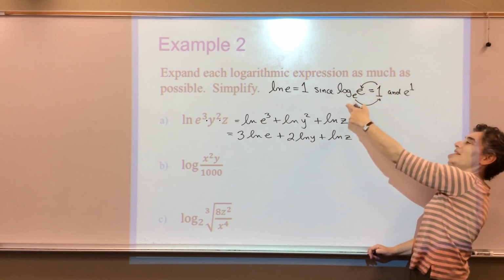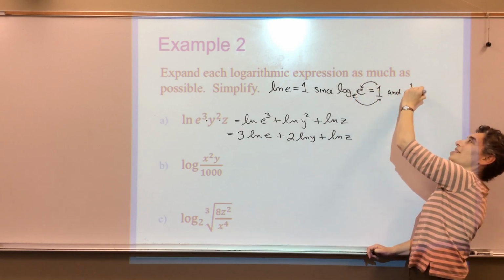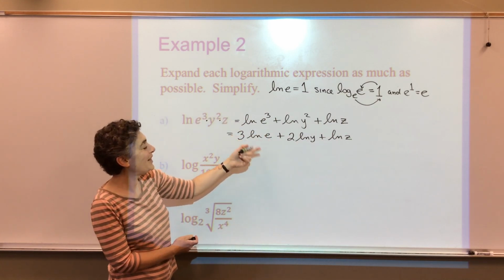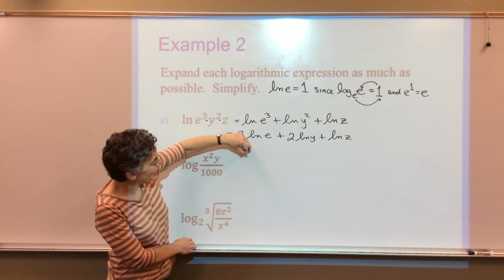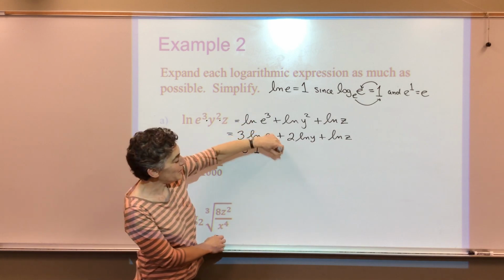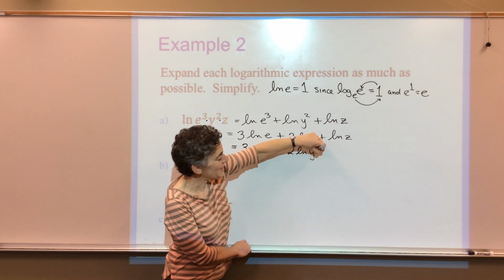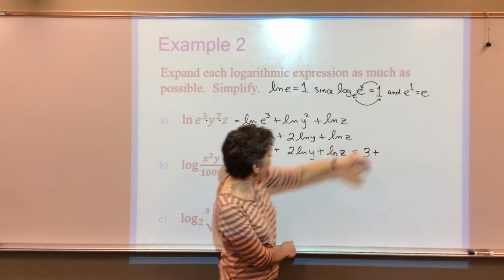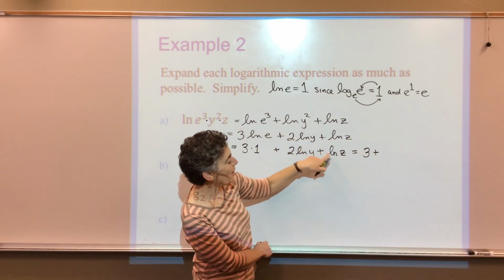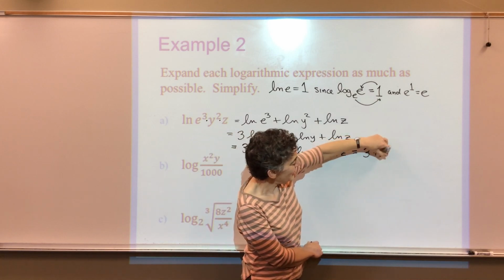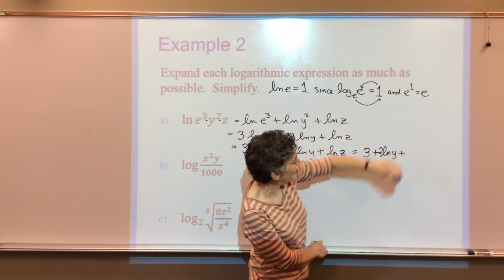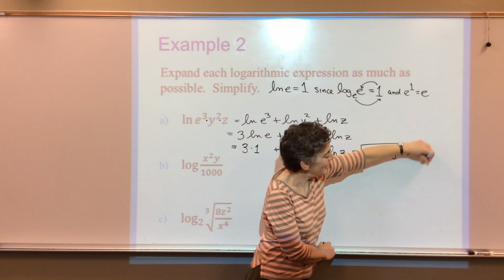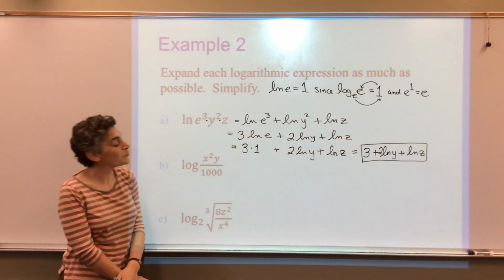And that's what logarithms mean. What power of the base makes the number next to the base. So, in other words, natural log of e is the number 1, so this whole first term is really 3 times 1, or just the number 3. And that's simpler, so I'm just going to write it like that, and the final answer then is 3 plus 2 natural log of y plus natural log of z. Okay, so I'll circle that. All right, so that's part A.